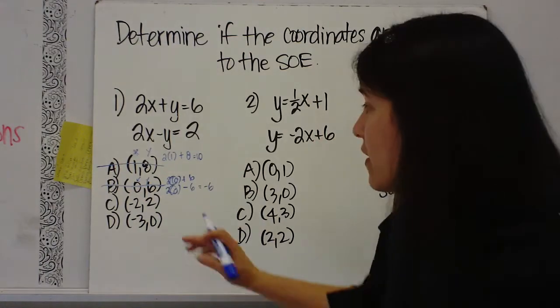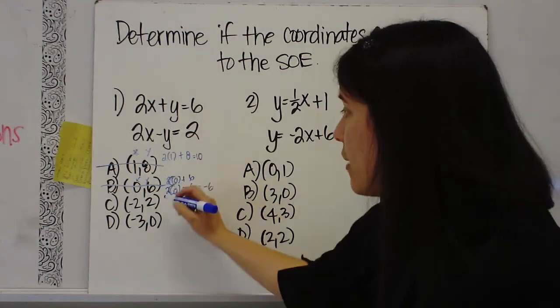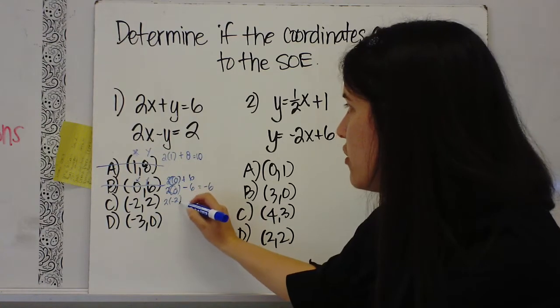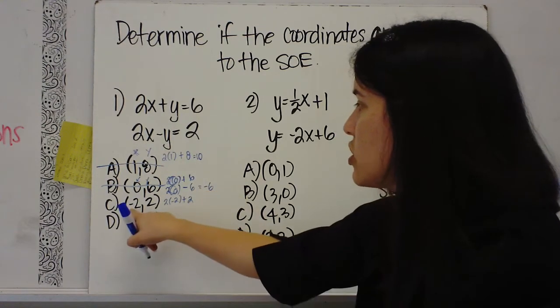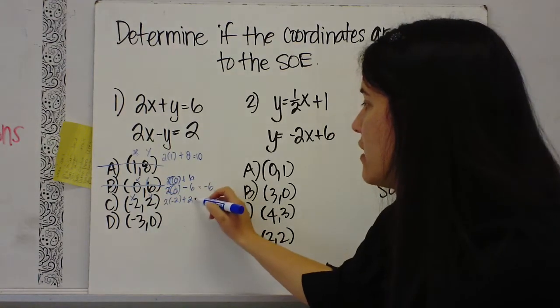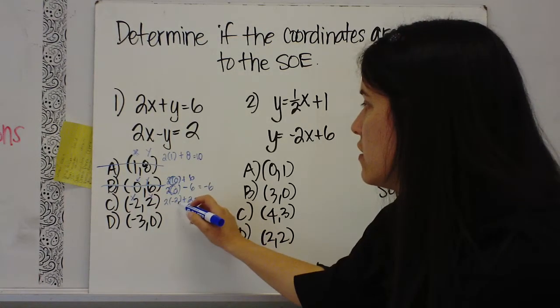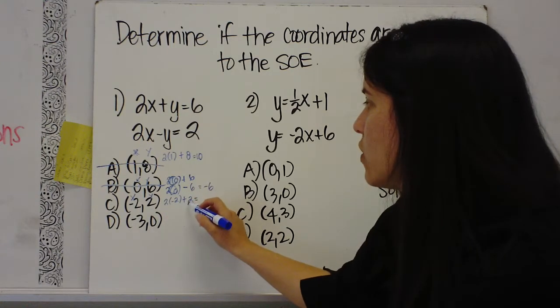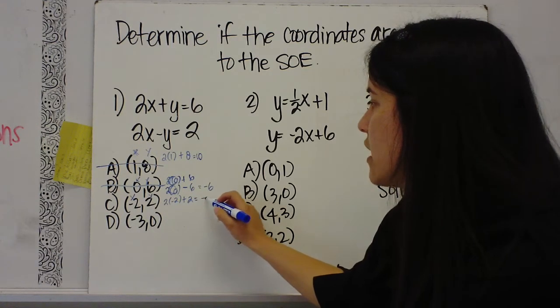Now let's try C. We're going to plug it into the top equation. 2 times negative 2 plus 2. See, this is your x value and this is your y value. 2 times negative 2 is negative 4. Negative 4 plus 2 is negative 2.